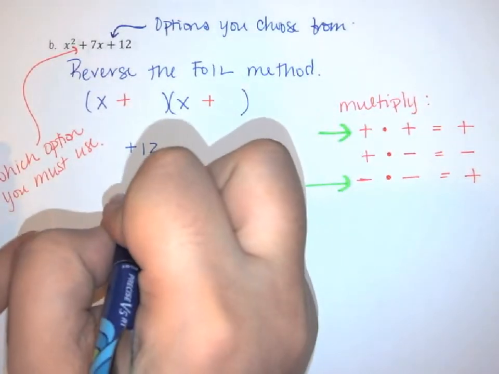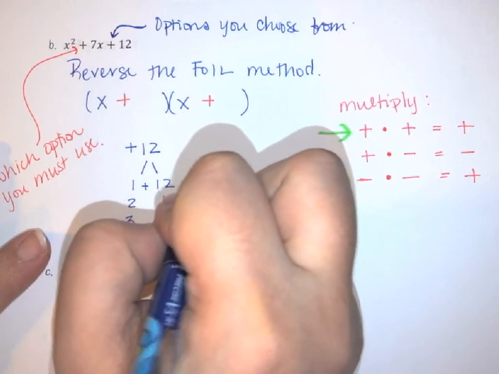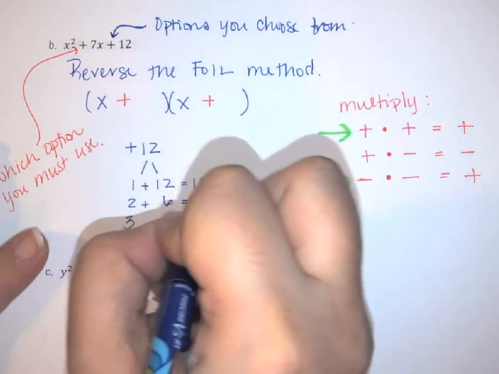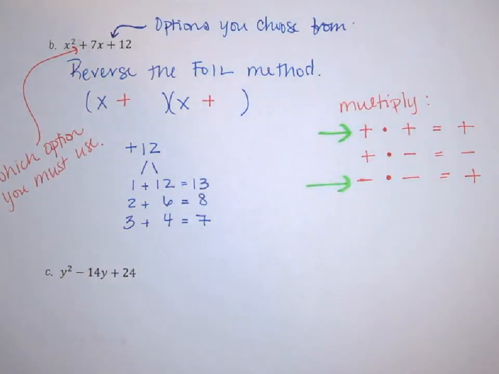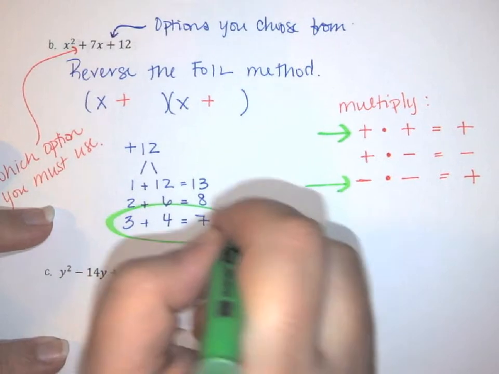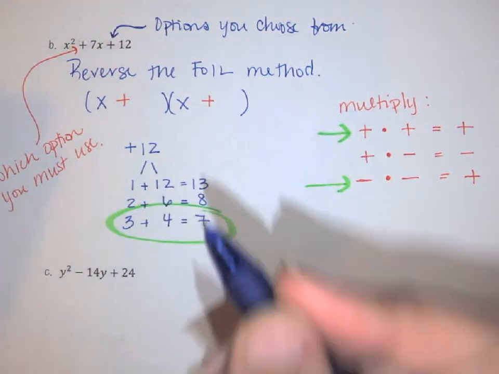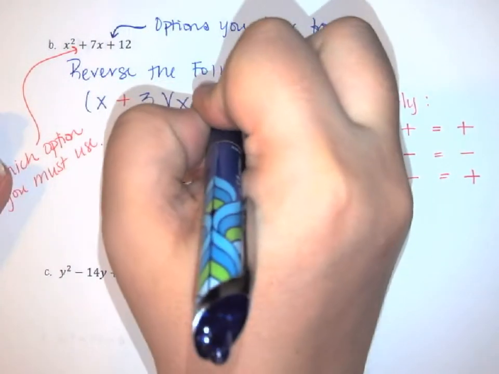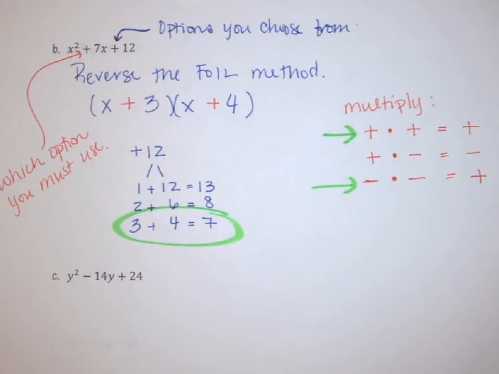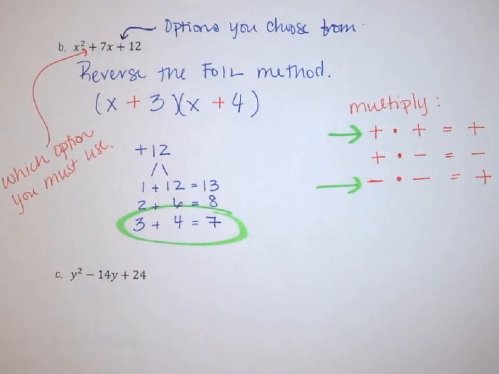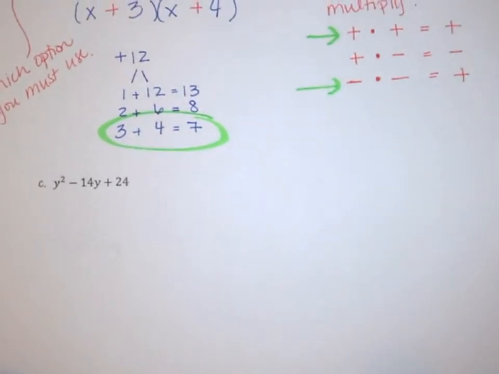So if I look at 1 plus 12, this gives me 13. If I look at 2 plus 6, that gives me 8. However, 3 plus 4 gives me 7. That tells me that these were the factors I need to use. So this is going to be 3 and 4. So that is the reverse FOIL method. It's just another way of looking at factoring if you don't want to use the bottoms-up method to work your problem. Okay. So let's look at another one.